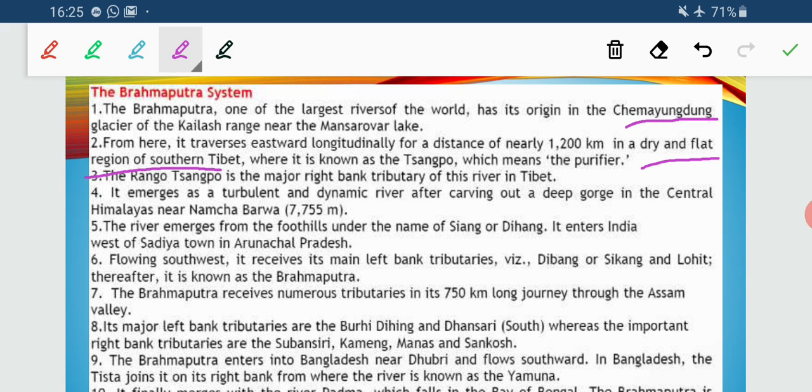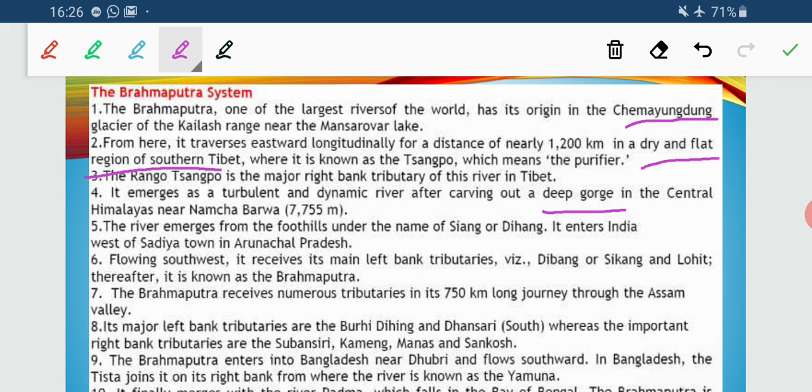Because it is turbulent and dynamic. Why? Because before that it was moving through a flat region where it is dry, but as it makes a U-turn over there near central Himalayas, near Namcha Barua, which is there in Arunachal Pradesh, it develops a deep gorge. And where the gorges are formed, there is headward erosion, fast, intensive erosional activity due to higher gradient and due to high volume of the water.